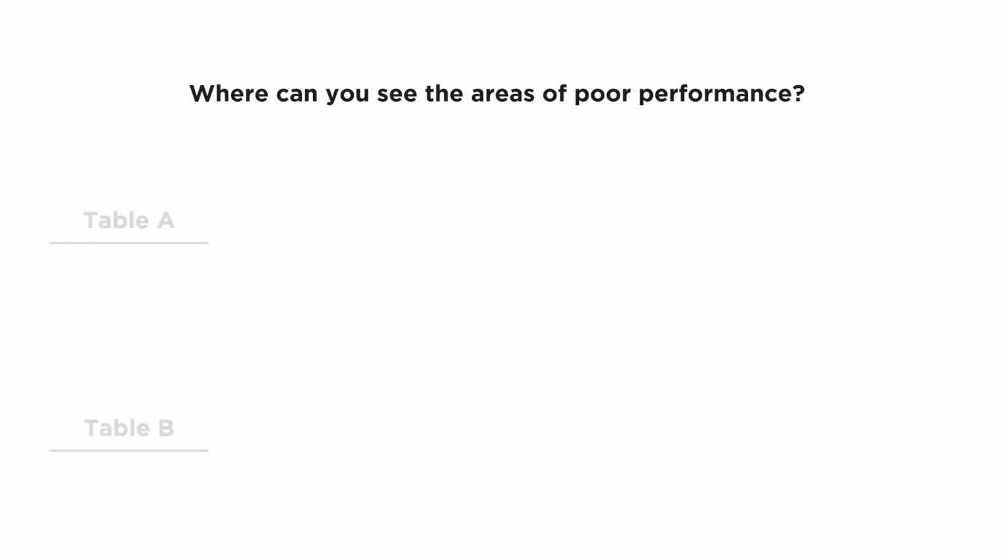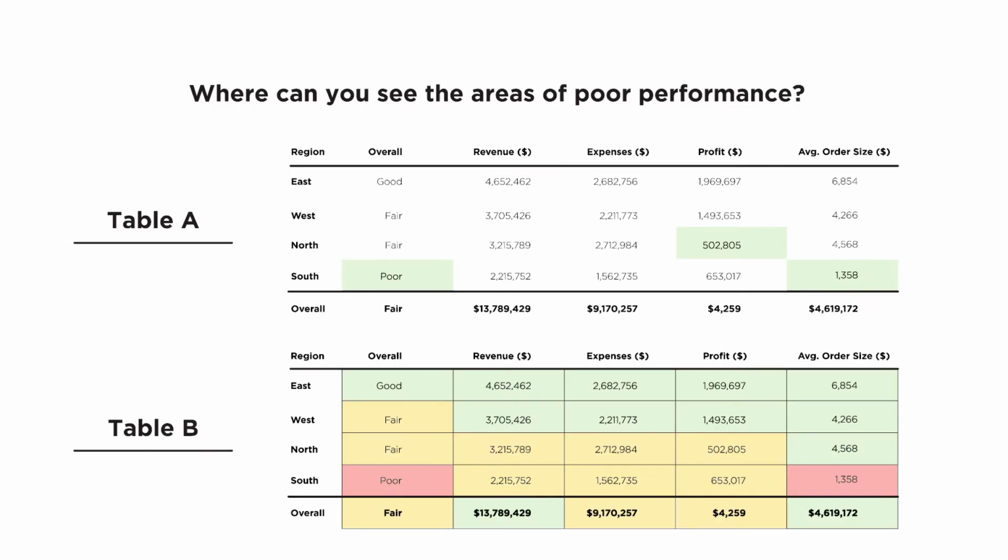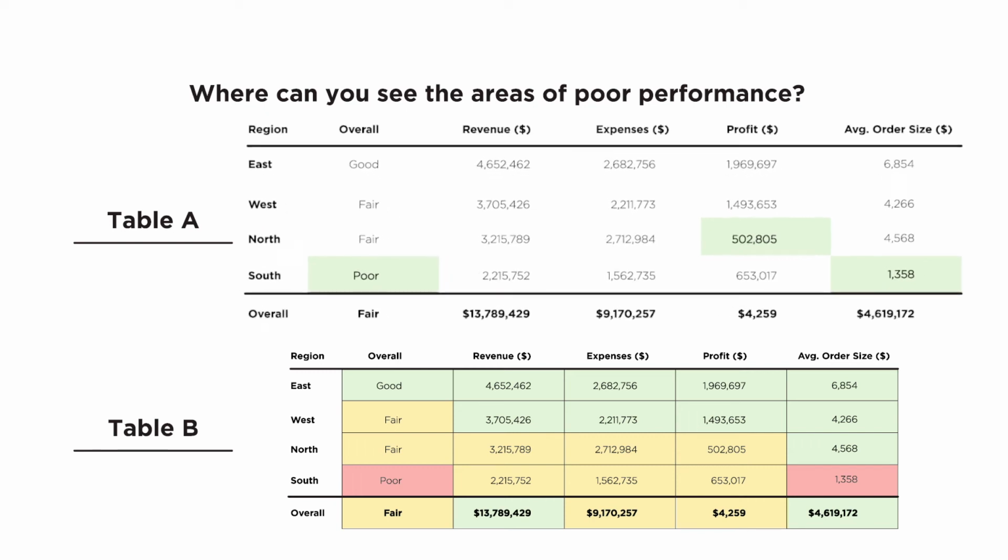Which table allows you to see the areas of poor performance more quickly? Table A or Table B? Again, overuse of color is distracting. When everything is colored, the most important things don't jump out like they should.